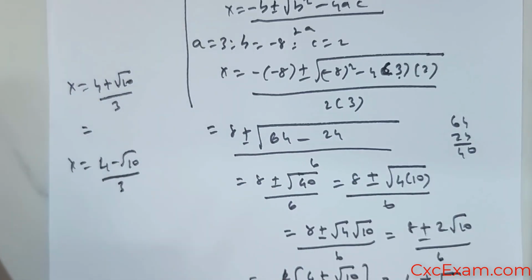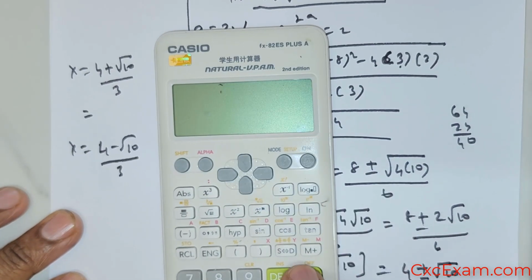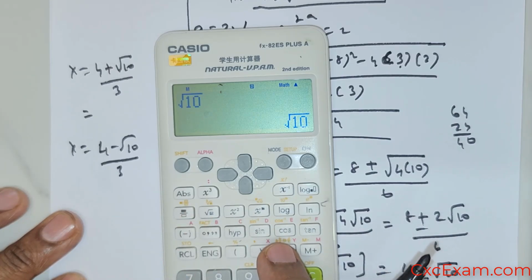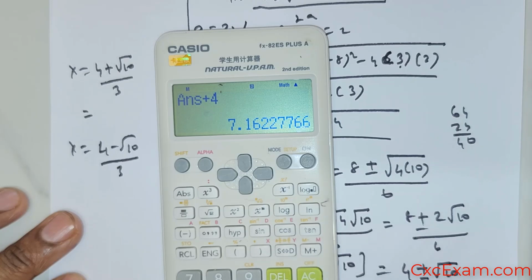Now you can use the calculator. So what I'm going to do is I will take the square root of 10 first, and to that I'm going to add 4, and then I'm going to divide this by 3.